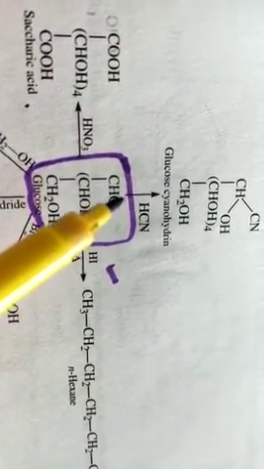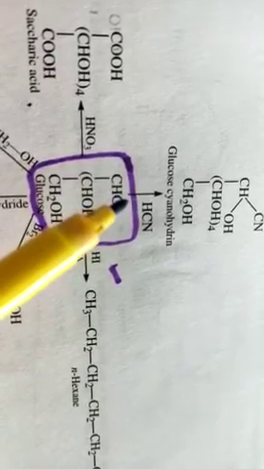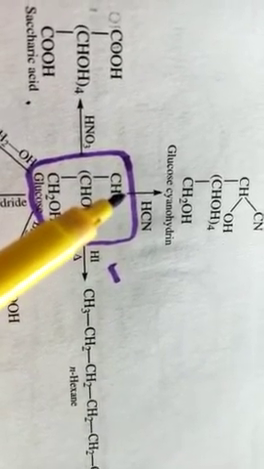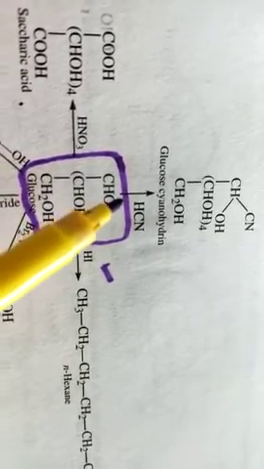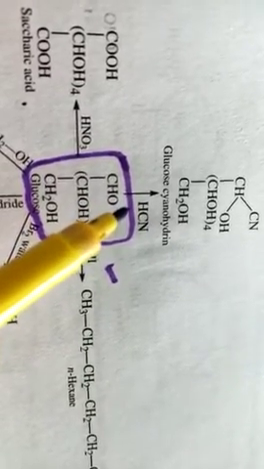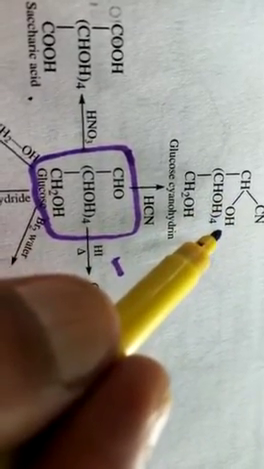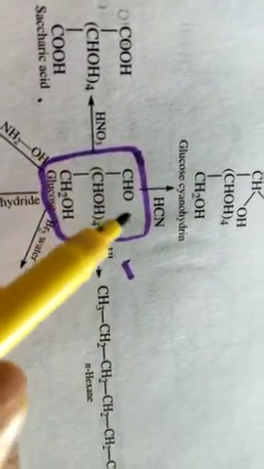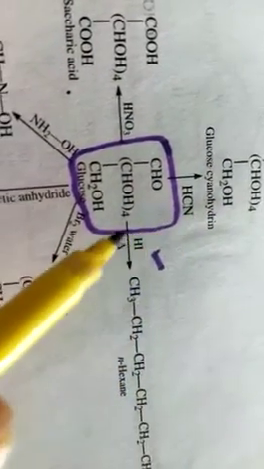When glucose reacts with hydrogen cyanide, HCN, it forms cyanohydrin. Cyanohydrin means with carbon there are CN and OH groups. So this is the second reaction.